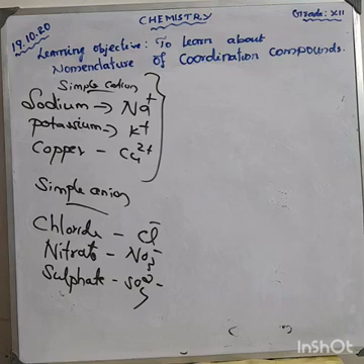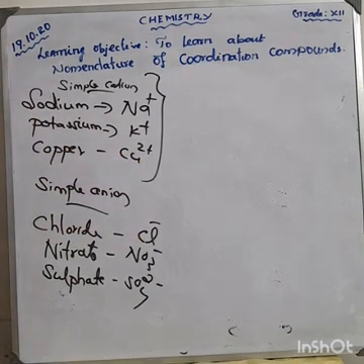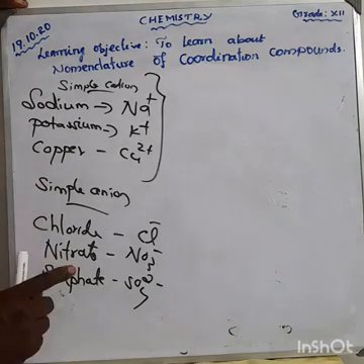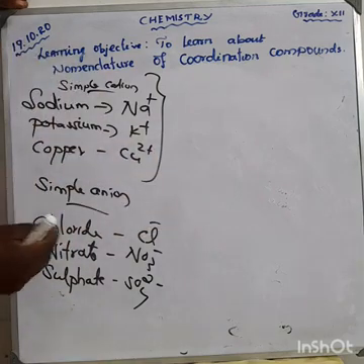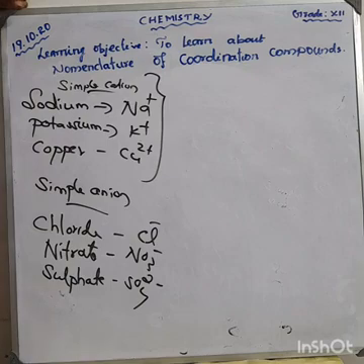Okay, anyhow, the second rule is over. What is the second rule? The simple ions are named as in other ionic compounds. Clear? The simple ions are named as in other ionic compounds. Okay, these are the examples.